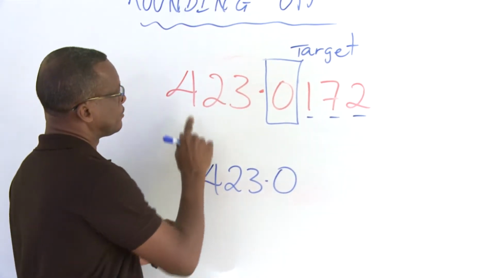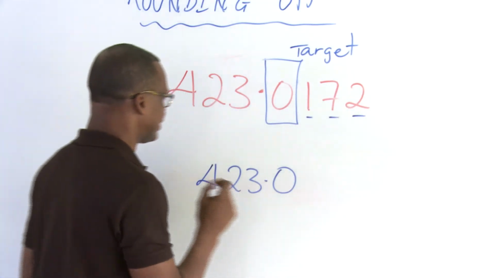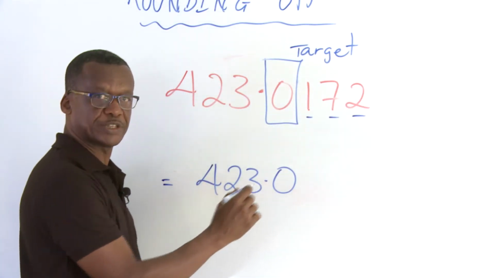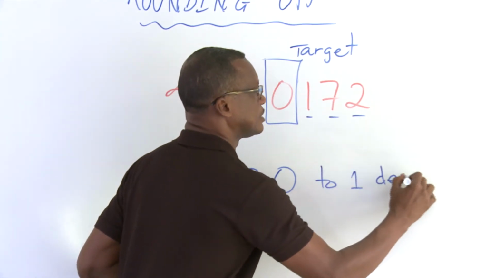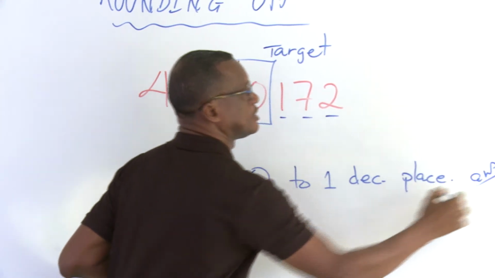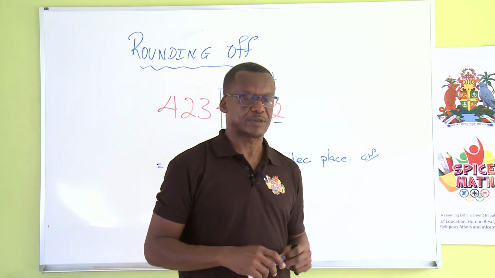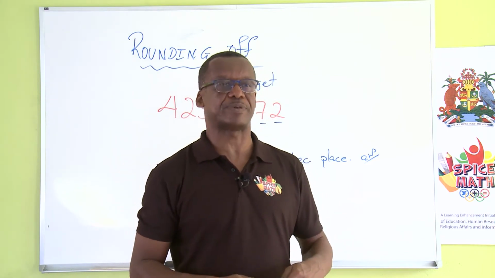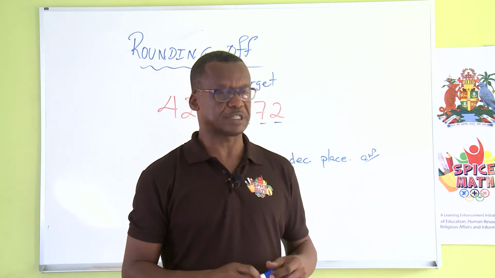Hence, 423.0172 is equal to 423.0 to 1 decimal place. Answer. You will get an activity coming up that would give you the opportunity to practice this. So let's move on to the next concept.